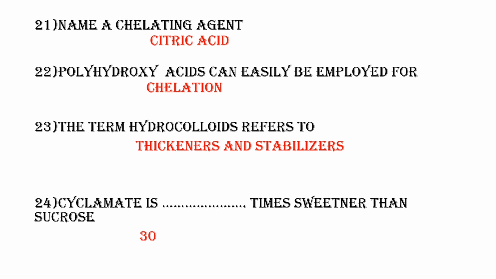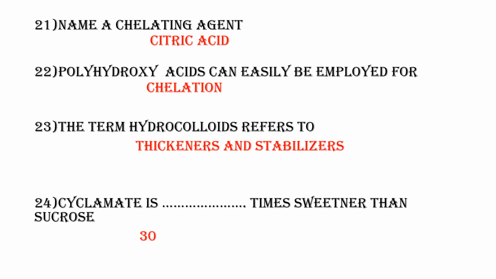22nd question. Polyhydroxy acid can easily be employed for. So, polyhydroxy acid can easily be employed for chelation. 23rd question. The term hydrocolloid refers to. So, thickeners and stabilizers are the terms that hydrocolloids refer to.